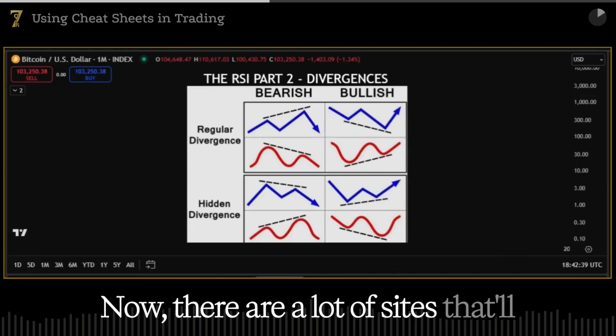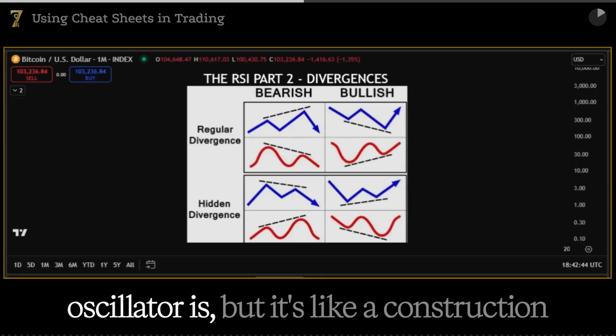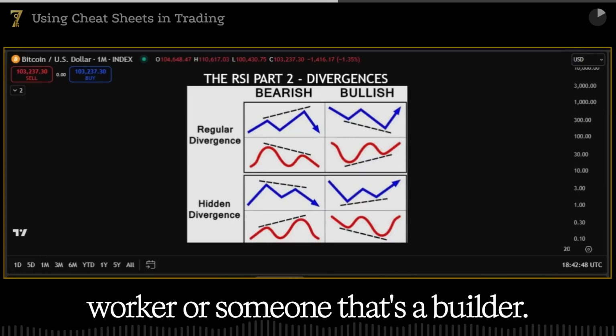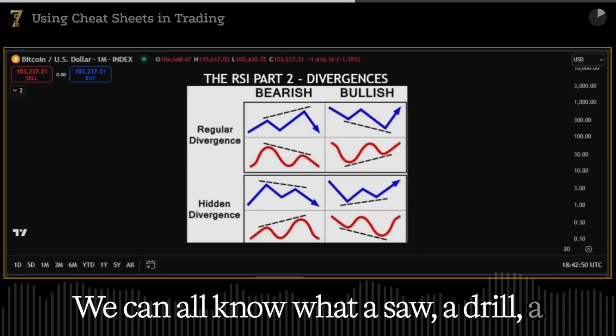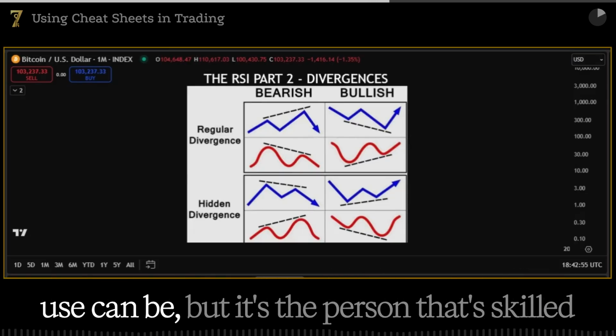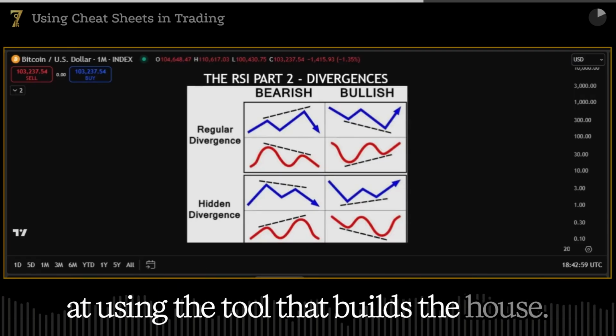Now, there are a lot of sites that'll explain what a specific indicator or oscillator is, but it's like a construction worker or someone that's a builder. We can all know what a saw, a drill, a hammer, whatever tool that you want to use can be, but it's the person that's skilled at using the tool that builds the house.